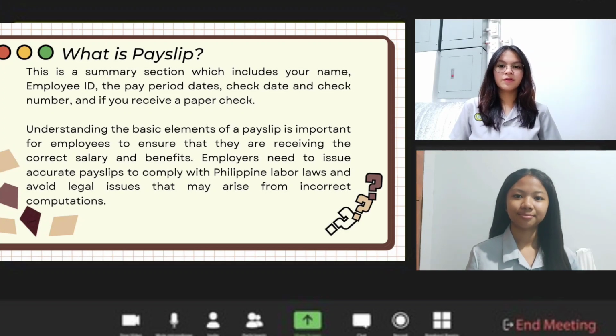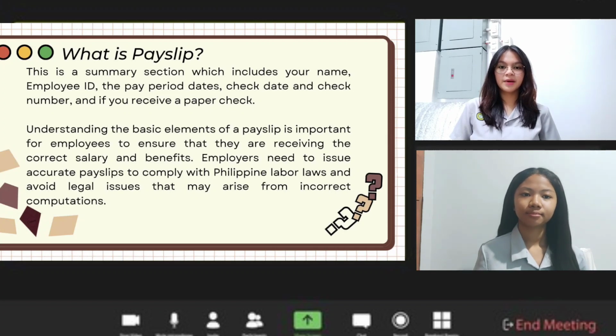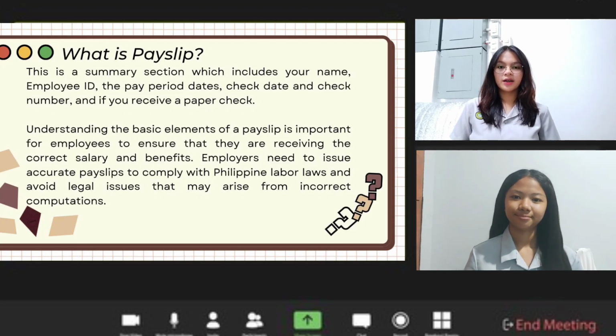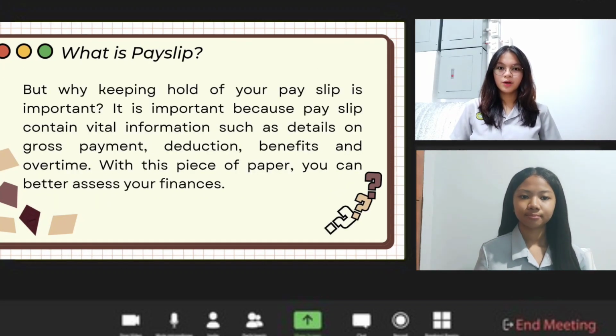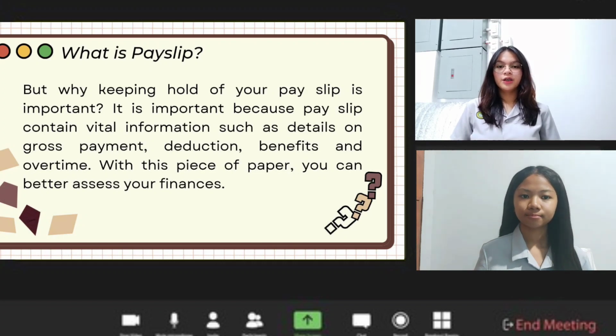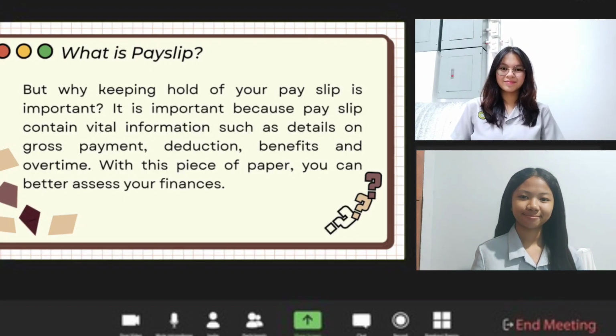Understanding the basic elements of a payslip is important for employees to ensure they are receiving the correct salary and benefits. Employers need to issue accurate payslips to comply with Philippine labor laws and avoid legal issues that may arise from incorrect computations. But why is keeping hold of your payslip important? It is important because payslips contain vital information such as details on gross payment, deductions, benefits, and overtime. With this piece of paper, you can better assess your finances. And that's all for this lesson.